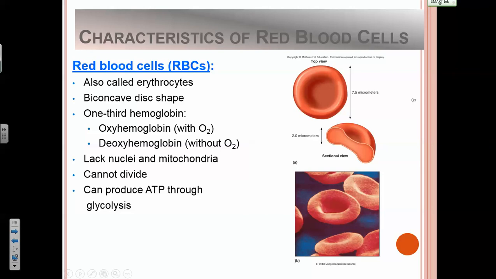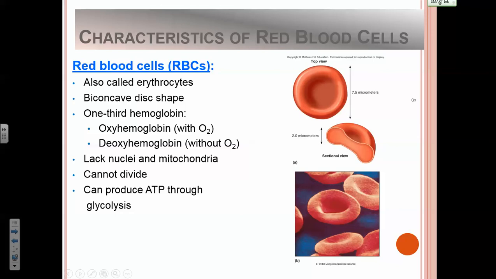So we're going to focus on red blood cells for the next several minutes. And you're going to learn more about a red blood cell than you thought was possible. You can spend 20 or 30 minutes studying just these red blood cells. Okay? The other name for them is an erythrocyte.